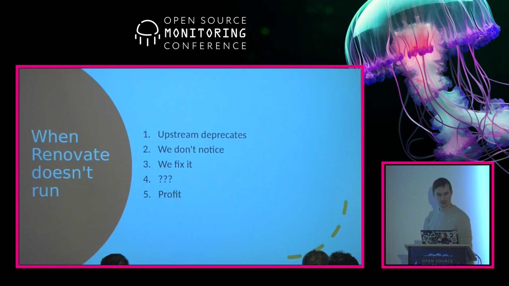Let me just skip this because I'm running out of time. One last interesting failure we had was when Renovate didn't run for like 2 weeks. And we didn't notice it. So we didn't get any updates for 2 weeks. And we only noticed it when one of my teammates said, "Where are my updates? I expect to get updates, but there are no updates."